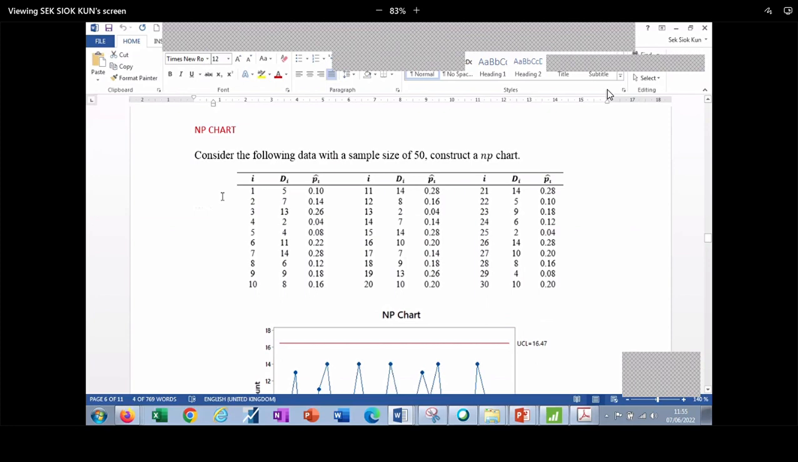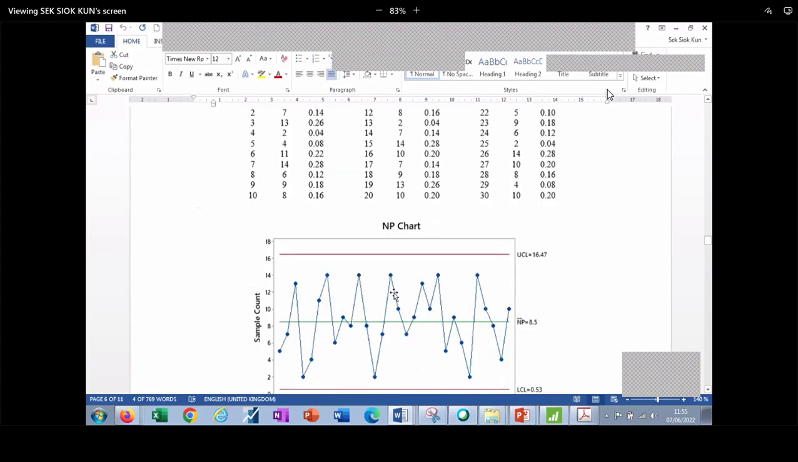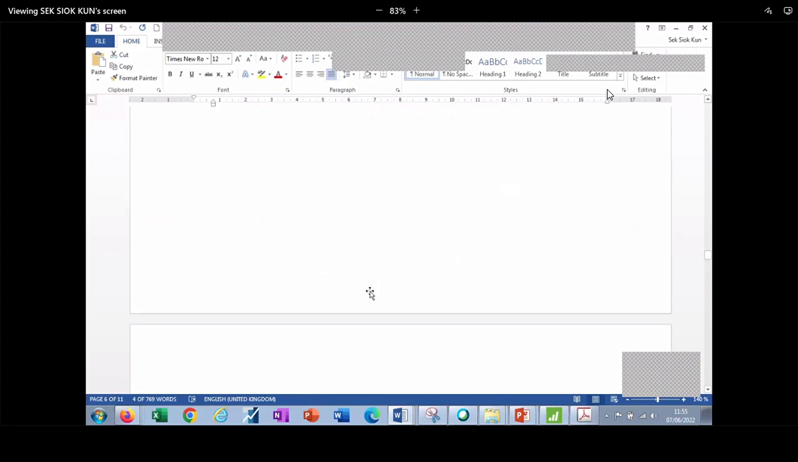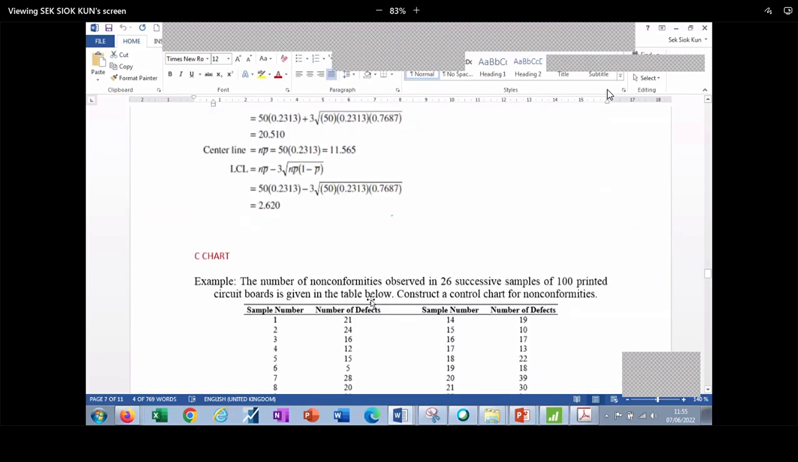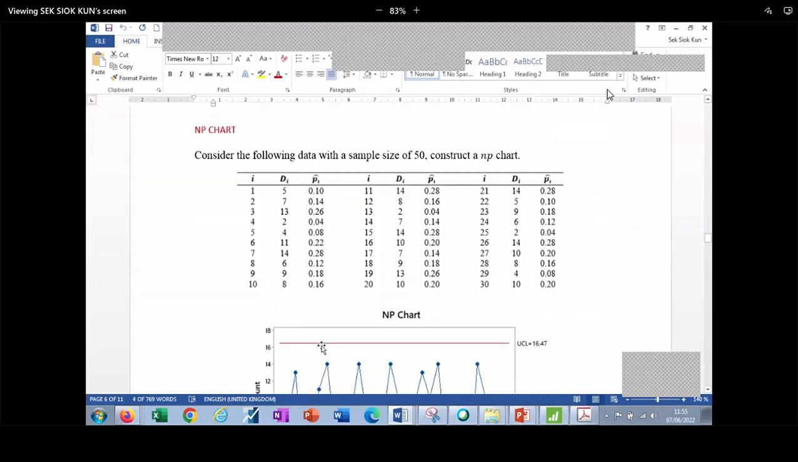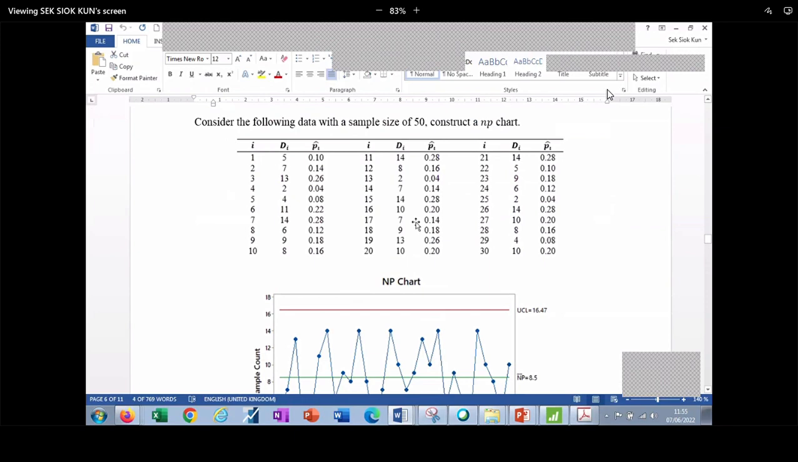Okay, so in this case, the NP chart can also be considered for variable and constant size. Now here we use constant size. For the NP chart, the steps are very similar to the P chart. We have a subgroup, the total sample size, 30 of them, and DI is the number of non-conforming reported, and then you calculate. In this case, the sample size is the same, 50.